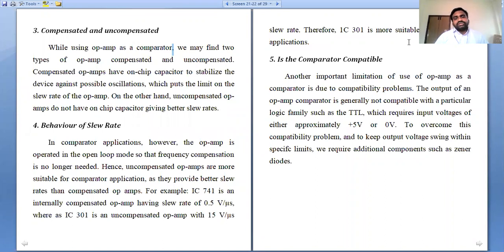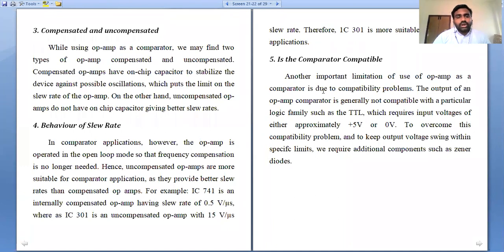Okay, so the last thing we are going to discuss in this context is: is our comparator compatible for various operations? There are various limitations when discussing the compatibility of the comparator. The output of the comparator is generally not compatible with various families like transistor logic families, where the output ranges from 0 volts to plus 5 volts.